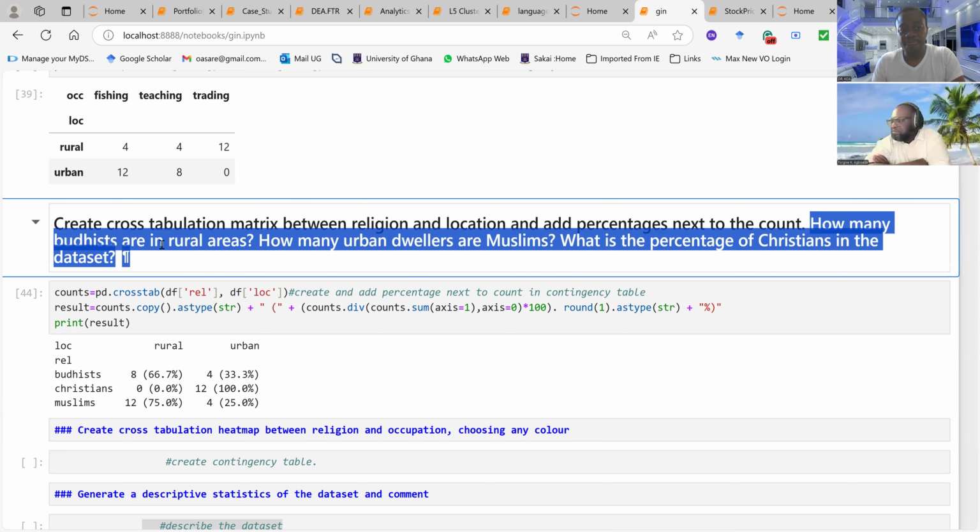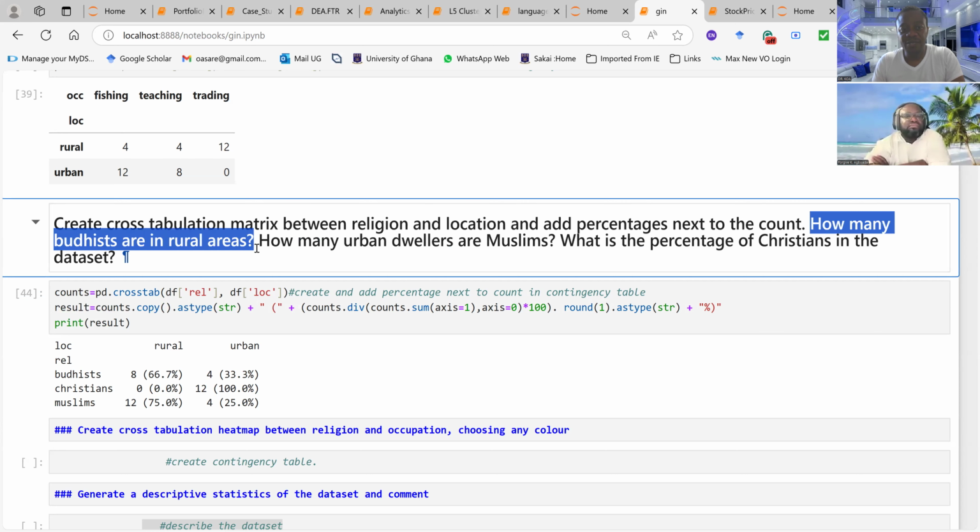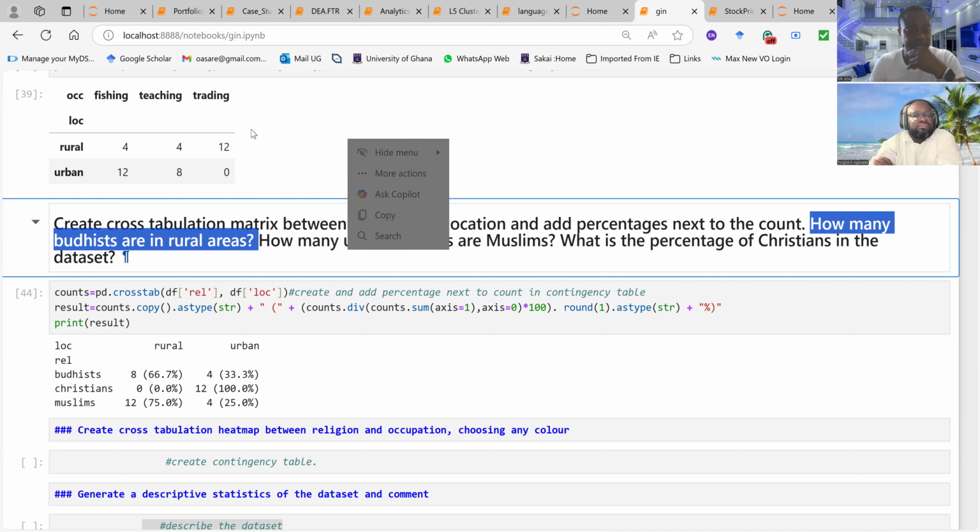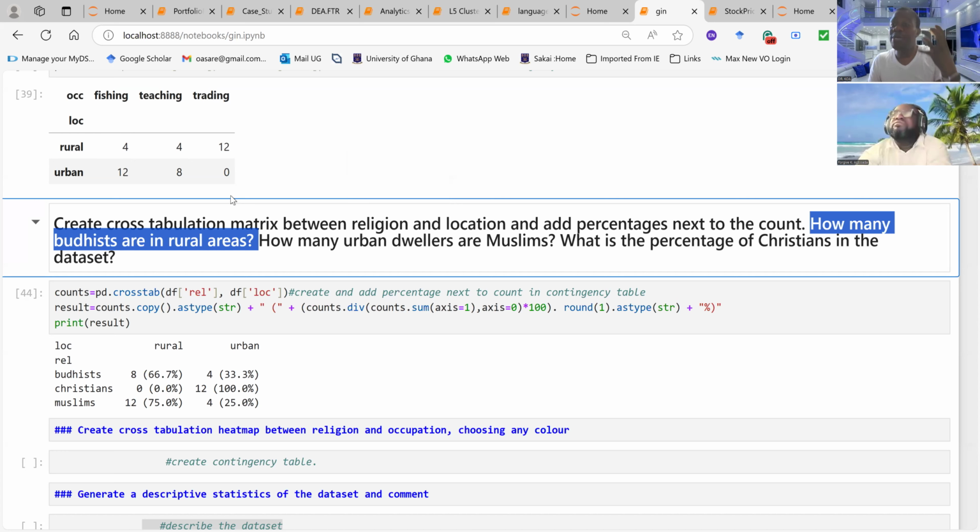Well, the only way you can understand what all of these mean is by looking at some associated questions. How many Buddhists are in rural areas? Remember, each row is 100%, not each column, but each row. 8. How many percentage is that? 66.7. So you could be asked, after you've generated it, to give the actual number or to give the percentages.